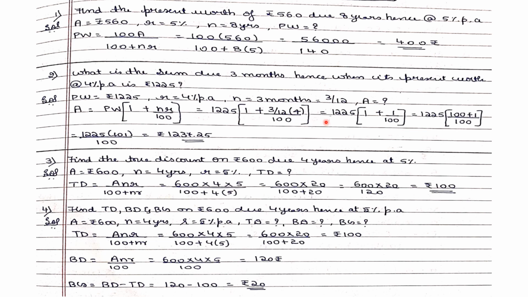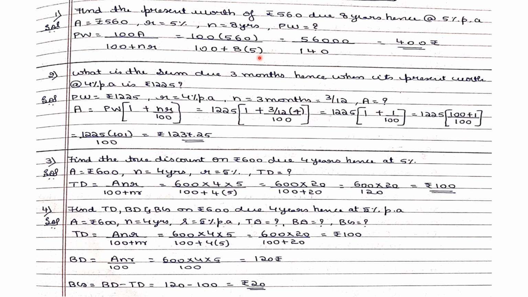Here we shall look at some problems. The first problem: find the present worth of rupees 560 due 8 years hence at 5% per annum. Here you have to find the present worth. The PW formula is 100A divided by 100 plus NR, and it is sufficient in this case. So 100 into 560 divided by 100 plus 8 into 5.